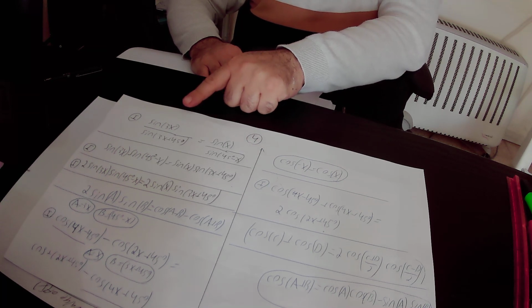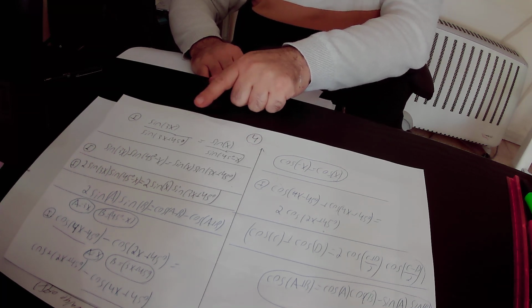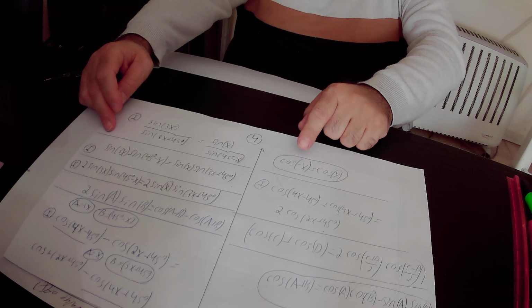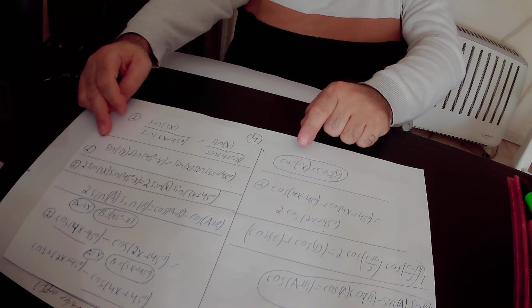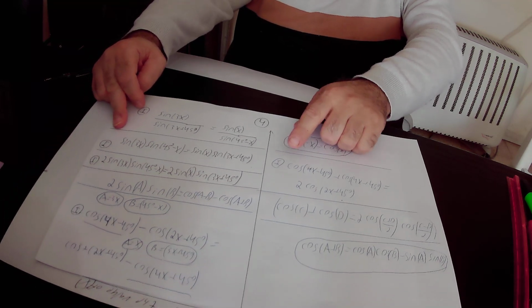Here we cross multiply this equation number 1, and we got this expression. Then we multiplied this expression by 2, and we got this expression.